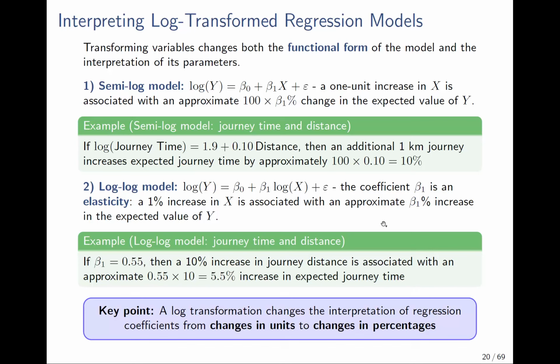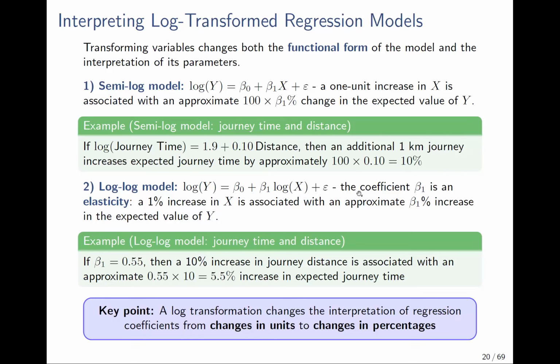Now let me try and make this concrete with two simple examples. First, we're going to look at the semi-log model. The log of y has been regressed on x. A 1 unit increase in x is associated with approximately 100 times beta 1% change in the expected value of y. So in the journey time example on the slide, if the log of journey time equals 1.9 plus 0.10 times distance, then an additional 1 kilometre of journey increases expected journey time by approximately 10%.